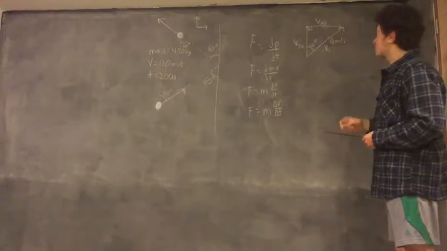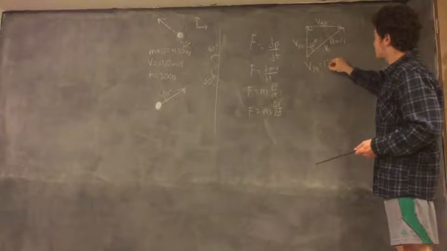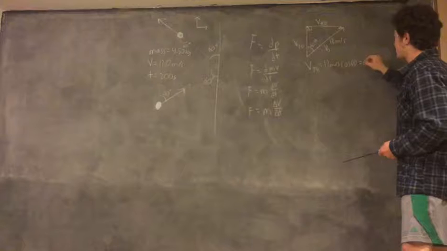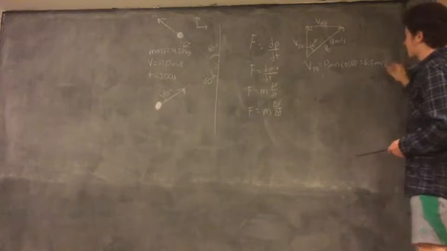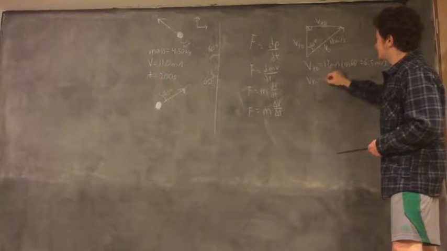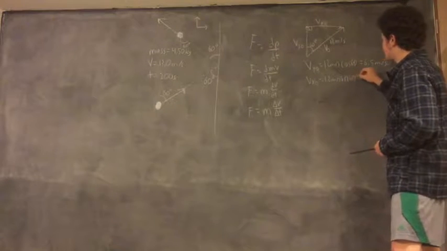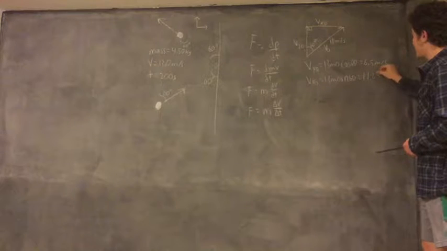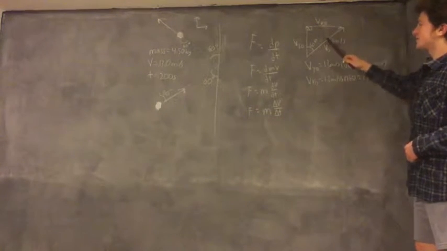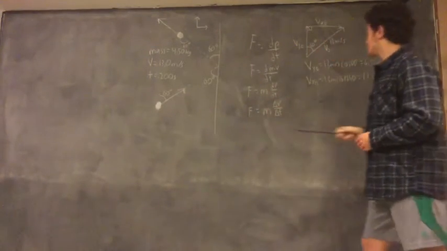Using this in some of our favorite trig functions, we can deduce that the original y velocity is equal to 13 meters per second times the cosine of 60, which turns out to be 6.5 meters per second. For the x direction, we know the original x velocity is 13 meters per second times the sine of 60, which turns out to be 11.258 meters per second. Notice here that both of these values are positive because they are up and to the right, which are defined as positive through our coordinate axes.